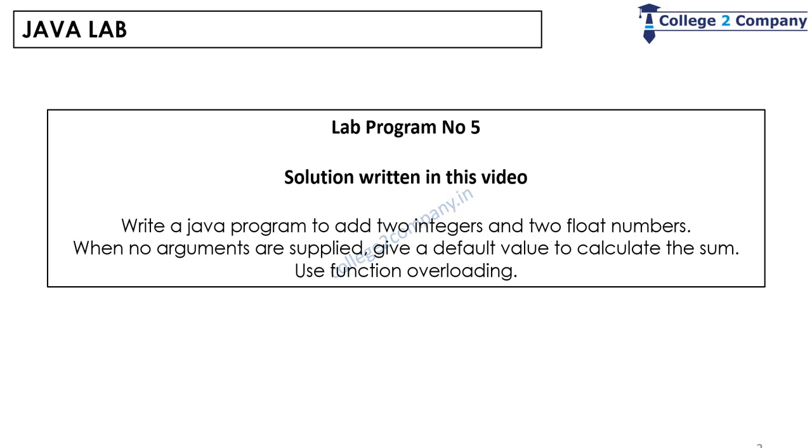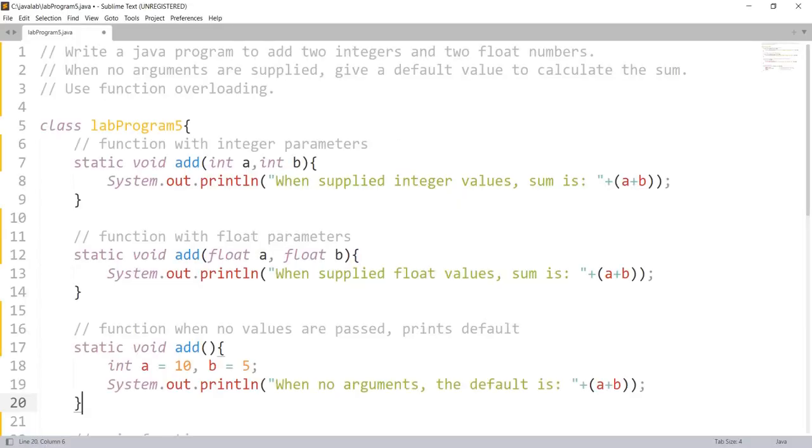Let us have a look into the solution. We are writing the solution inside the class lab program 5. Here is the first function as a part of the solution. Notice that we are using the parameters of type integer. The parameters are named a and b.